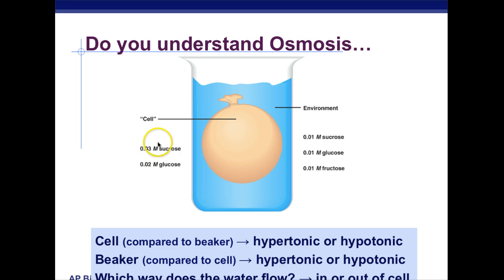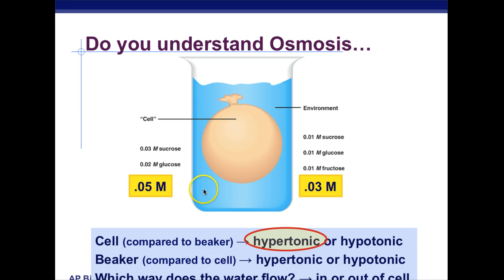So what we need to do is find the total concentration inside of the cell, and we do that by adding those concentrations together. So the concentration of the fluid inside of the cell is a 0.05 molar solution. On the outside, it's 0.3. So we have a higher solute concentration outside of the cell than we do inside of the cell. So the cell, this baggie, compared to its environment is going to be less concentrated, so therefore we call it hypotonic. The beaker, however, has more solute concentration, so the environment around it we call hypertonic.